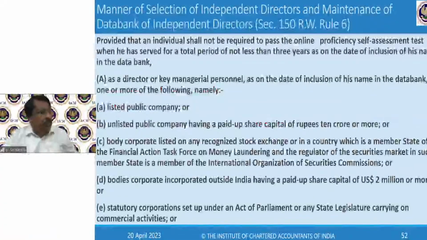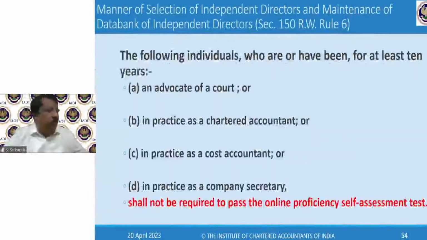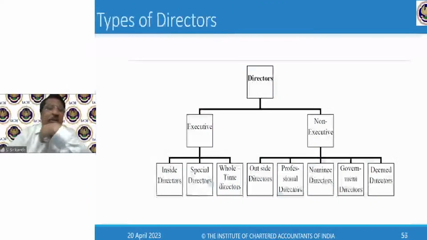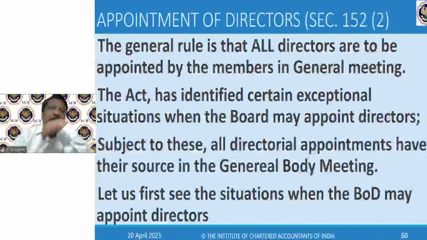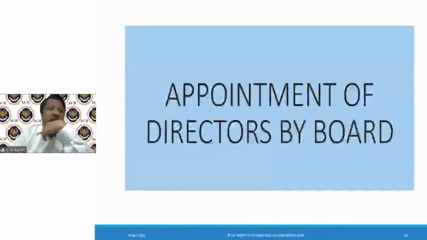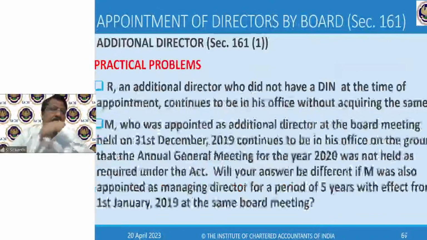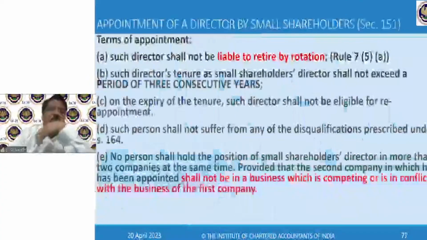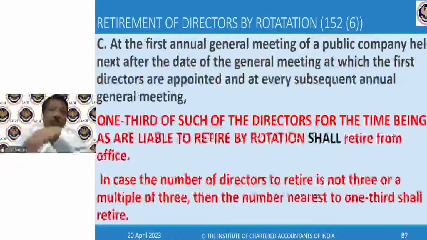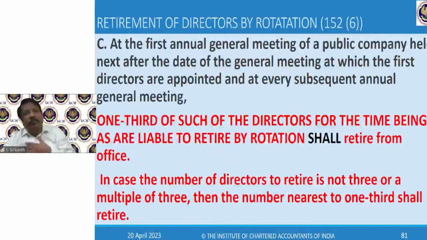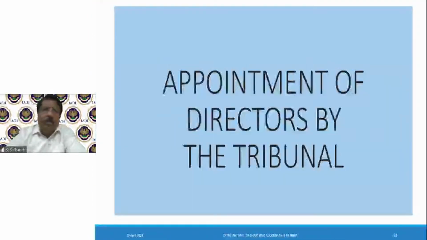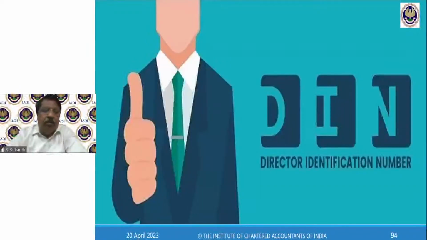The basic provisions contained in section 152 of the Companies Act 2013. Then we went on to three types of directors: appointment by board. We saw the additional director, the alternate director, and the casual vacancy appointee. Then appointment of directors by small shareholders. Then the company in general meeting, we saw retirement of directors, rotation, deemed reappointment, etc. So that's quite a lot of coverage. And then direct appointment of directors by tribunal, etc.